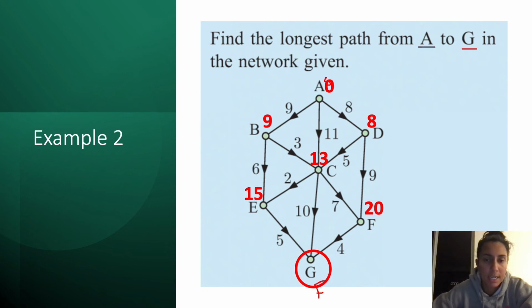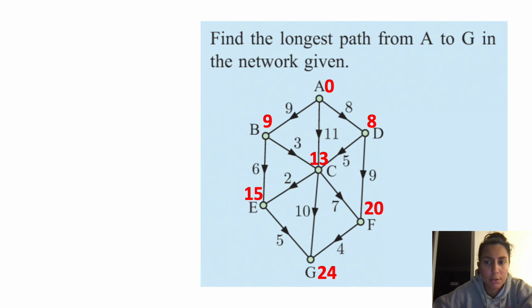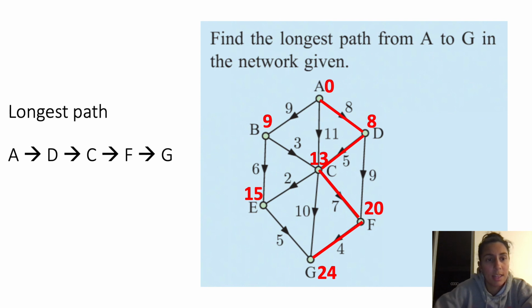And then I'm finally at G, which is my finishing node, and I've got 3 choices. So 15 plus 5, 13 plus 10, or 20 plus 4. And 20 plus 4 will give us 24. So we know that the longest path will have a length of 24. And then our final step is to do the backtracking. So 24 take 4 is 20, 20 take 7 is 13, 13 take 5 is 8, 8 take 8 is 0. So this here would be our longest path.